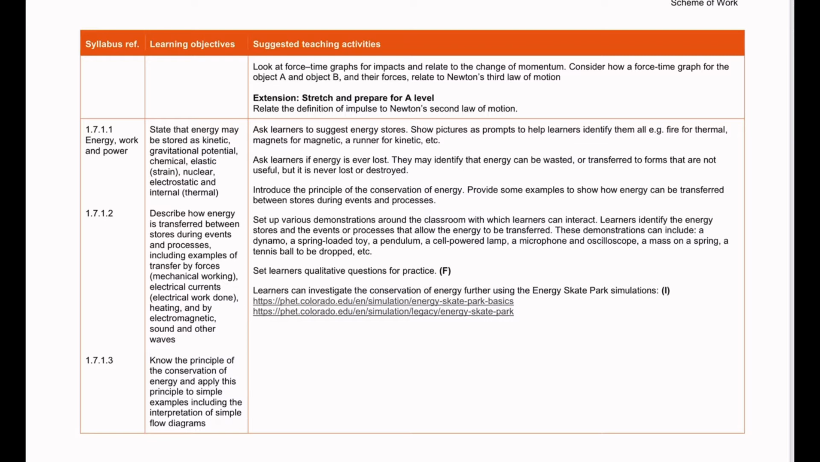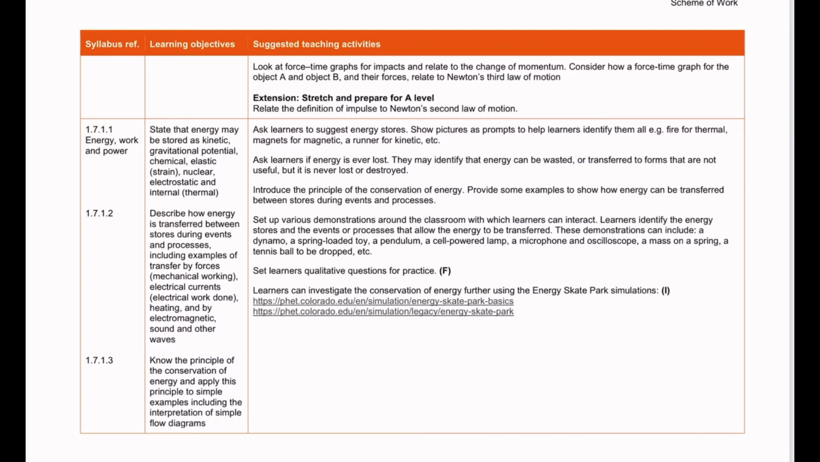Learning objectives. State that energy may be stored as kinetic, gravitational potential, chemical, elastic, nuclear, electrostatic, and internal. Describe how energy is transferred between stores during events and processes, including examples of transfers by forces, mechanical working, electrical currents, electrical work done, heating, and by electromagnetic, sound and other waves. Note the principle of conservation of energy and apply this principle to simple examples, including the interpretation of simple flow diagrams.